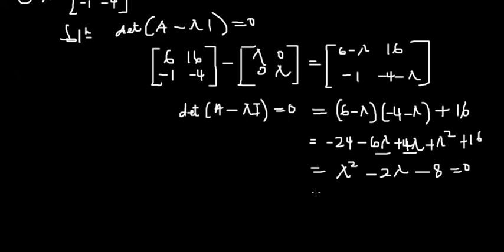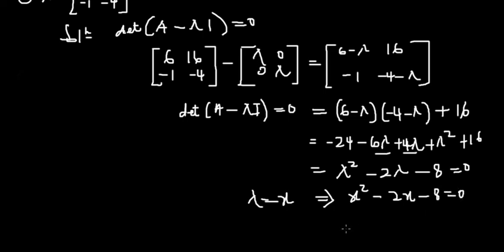So this looks like a quadratic equation. In case you say your eigenvalue is equal to x, this will be the same as x squared minus 2x minus 8 equal to 0.